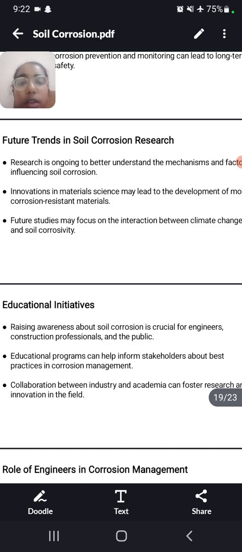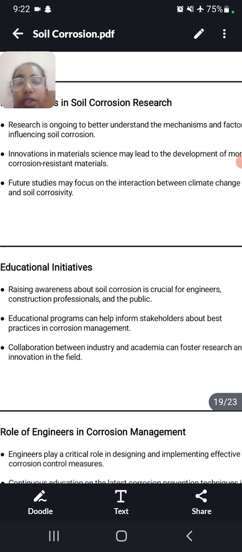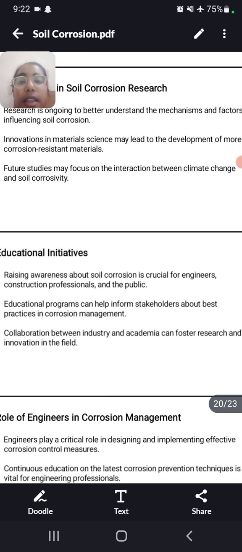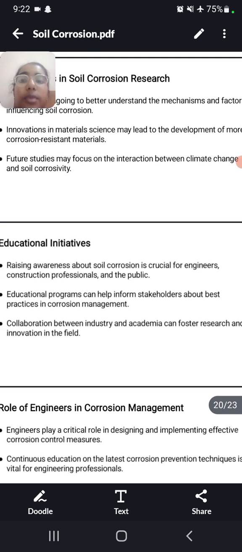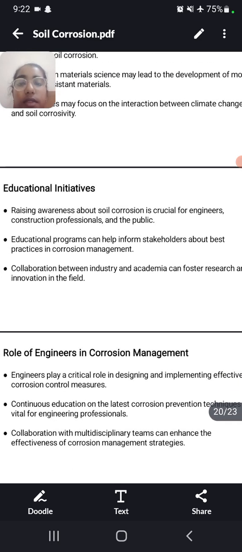Research is ongoing to better understand the mechanisms and factors influencing soil corrosion. Innovations in materials science may lead to the development of more corrosion resistant materials. Future studies may focus on the interaction between climate change and soil corrosivity.